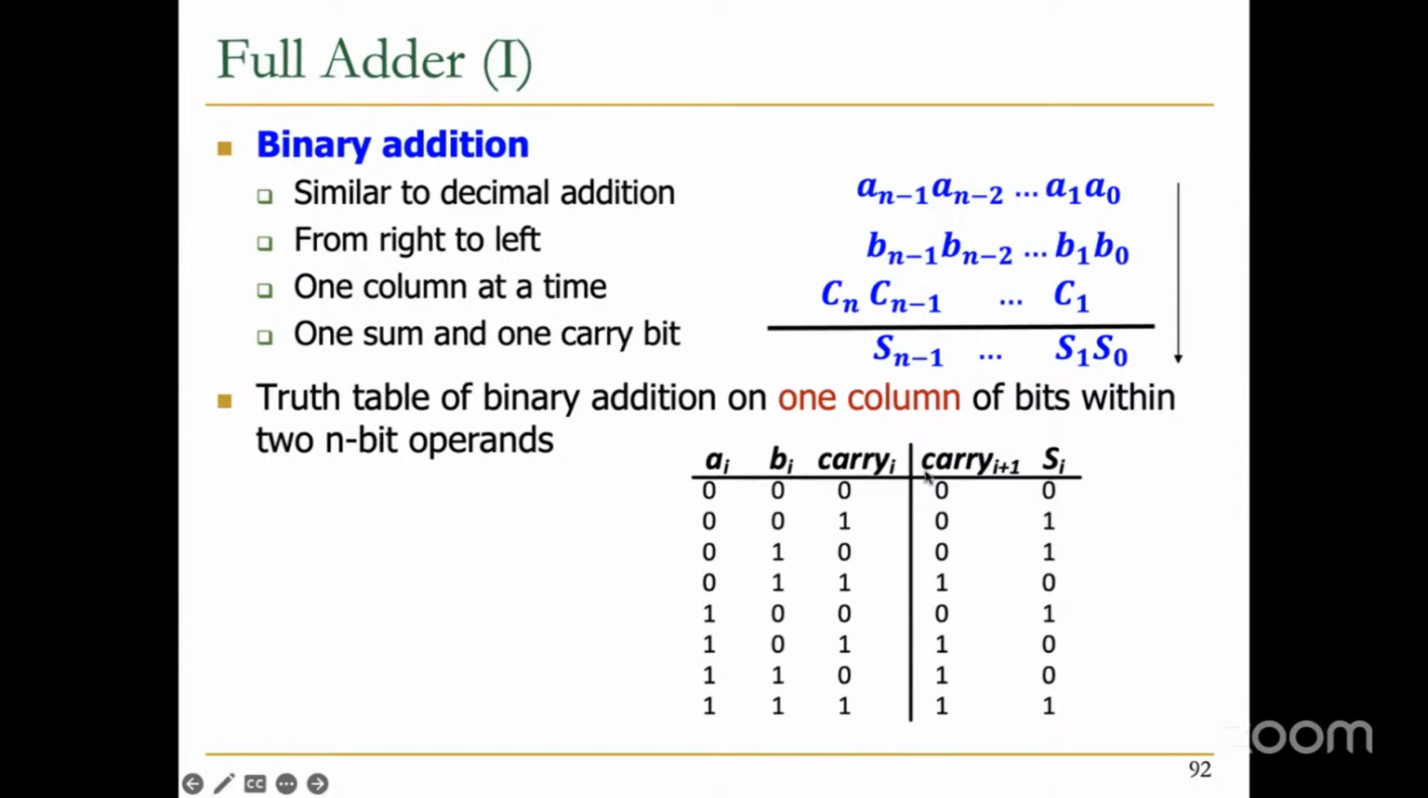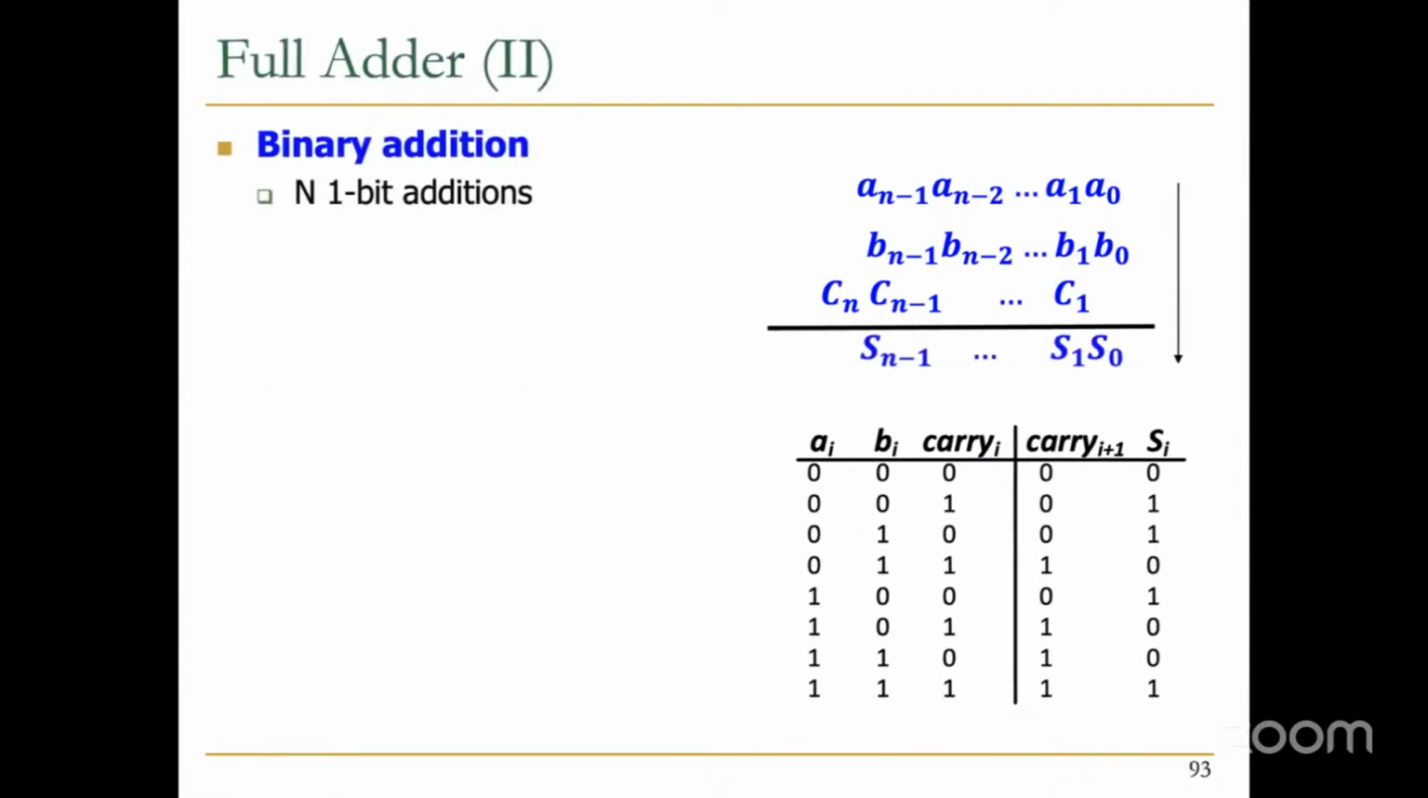Let's take a look at one of these. So if A is 0, B is 1, and carry is 1, the sum should be 0, because 1 plus 1 is 2, and 2 in binary is really 0. So you generate a carry because 2 is greater than the largest value that's representable in binary form.